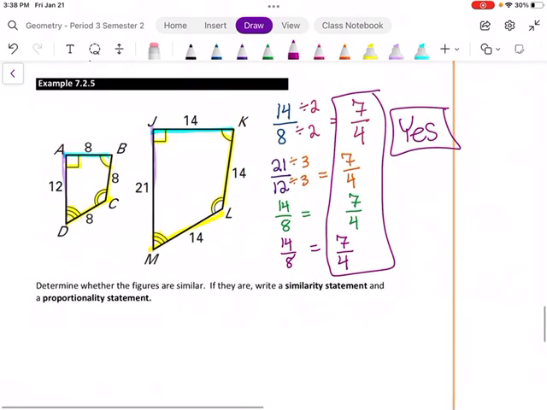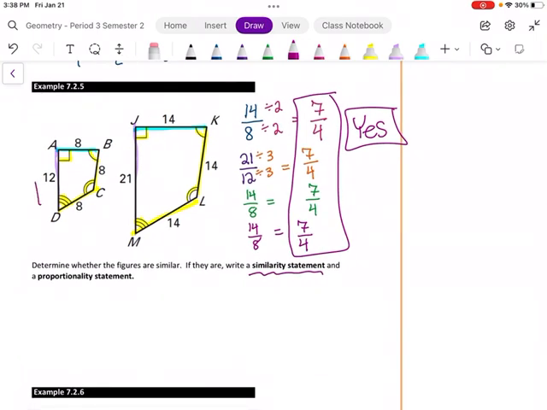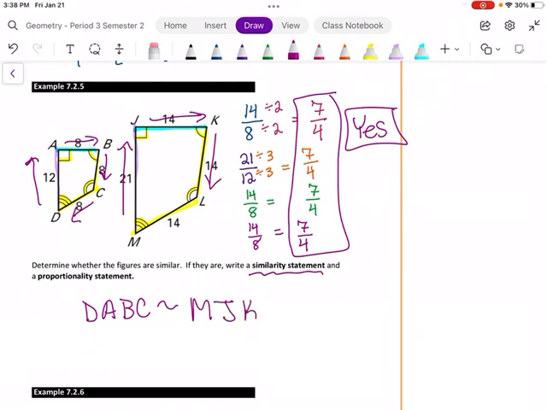Then we're going to write a similarity statement, and we're going to go in the same order. So working our way around the shape, we can say DABC is similar to MJKL. And that's our answer.